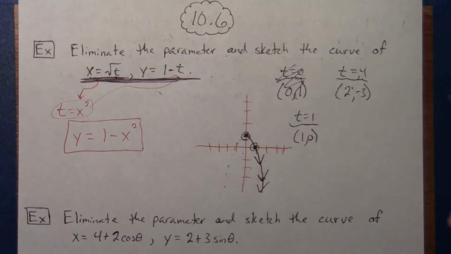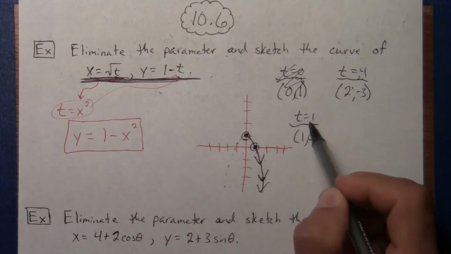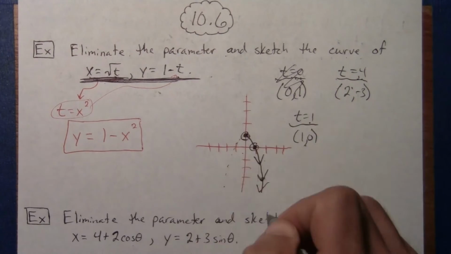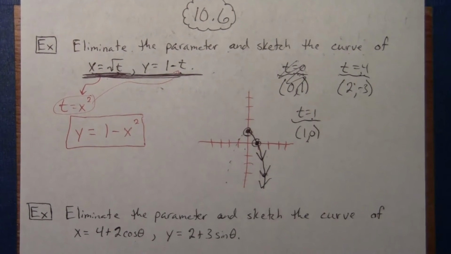So it doesn't matter what numbers you pick for t. Whichever the smallest number is, that's the point that you start at. So I'm going kind of down and to the right that way.